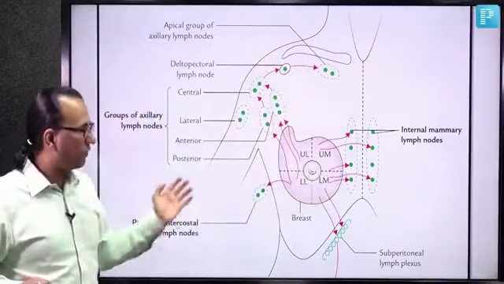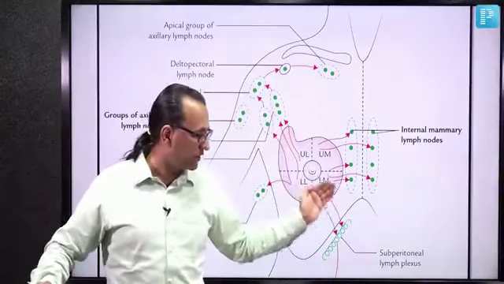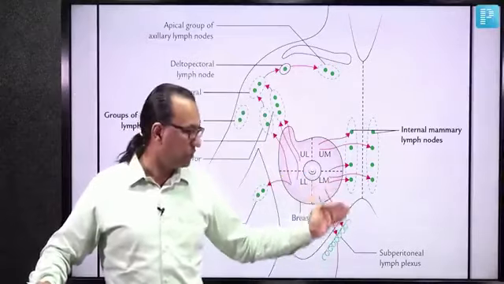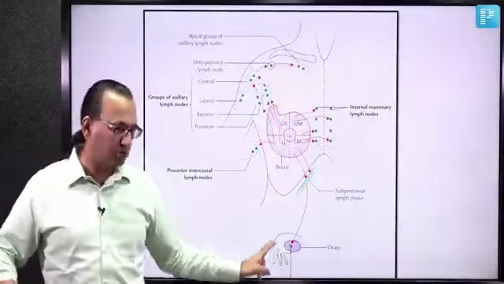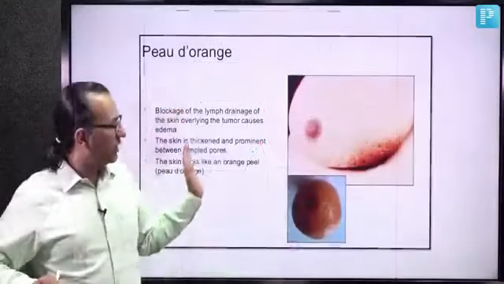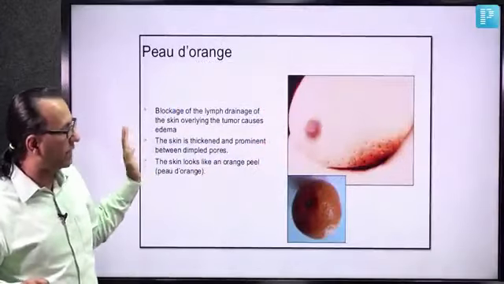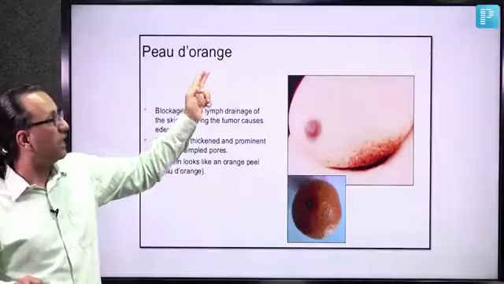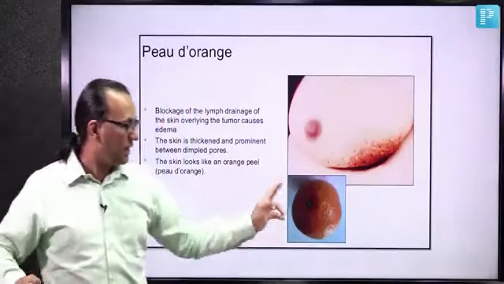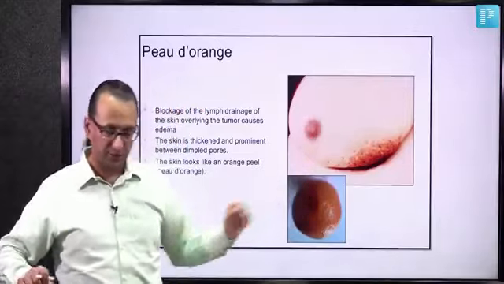Some of the lymphatics can also go in a retrograde fashion, through the subperitoneal lymphatics, and can spread towards the abdominal viscera like the ovary. If it spreads to the ovary, you can call it Krukenberg's tumor. If the subdermal lymphatics, the cutaneous lymphatics, are invaded by cancerous cells, then there is an appearance called peau d'orange, like the orange peel here, due to the blockage of the subdermal lymphatics.